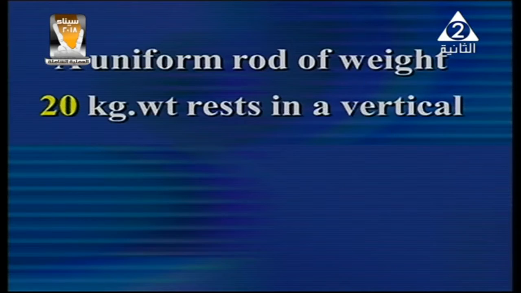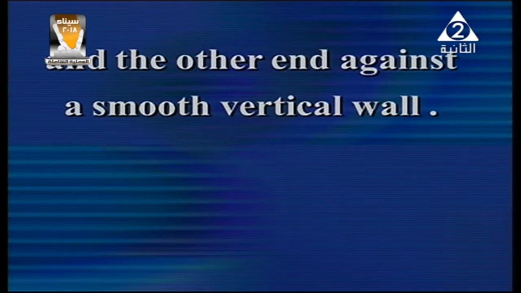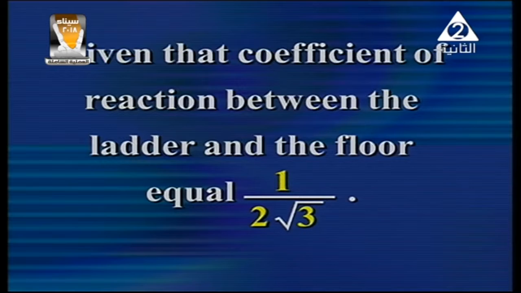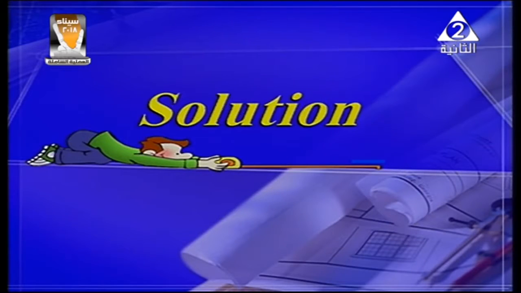Another example. A uniform rod of weight 20 kilogram rests in a vertical plane with one end on a rough horizontal floor and the other end against a smooth vertical wall. The ladder is inclined at an angle to the horizontal. Given that the coefficient of friction between the ladder and the floor equals 1 over 2 root 3, prove that the maximum distance a man of weight 20 kilogram can ascend up the ladder is equal to half the length of the ladder. Solution.